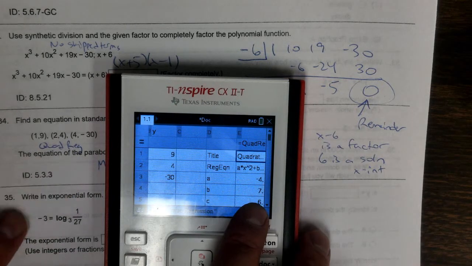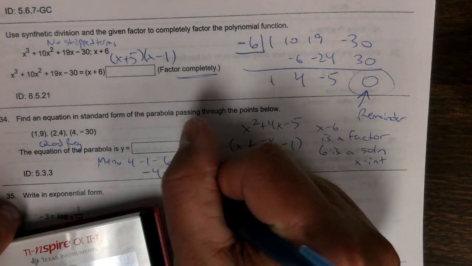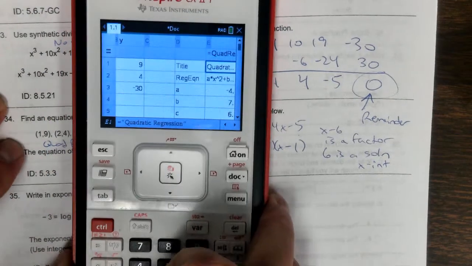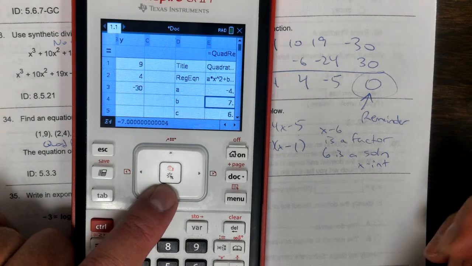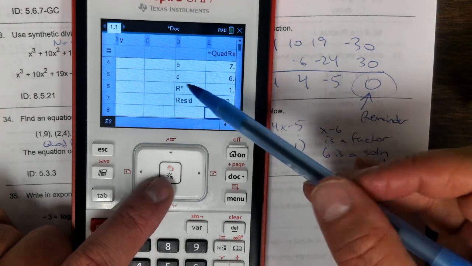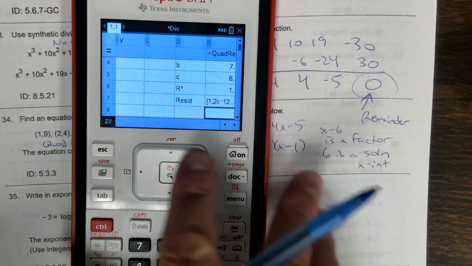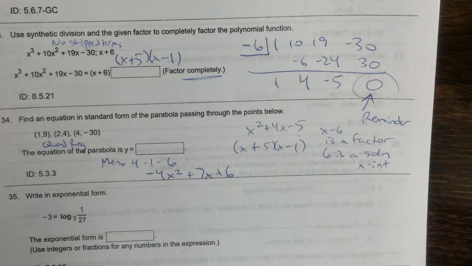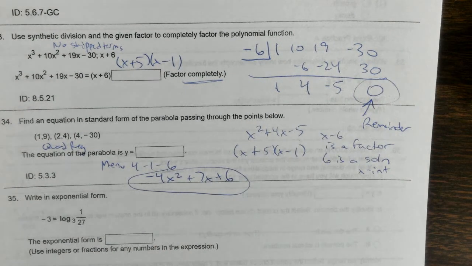So this would be negative 4x squared plus 7x plus 6. I'm just using my a, b, and c values. And on this one, your r squared value is 1, which means it worked. And if it's e to a negative number, just treat it like 0. So this is your answer. They already have the y equal.